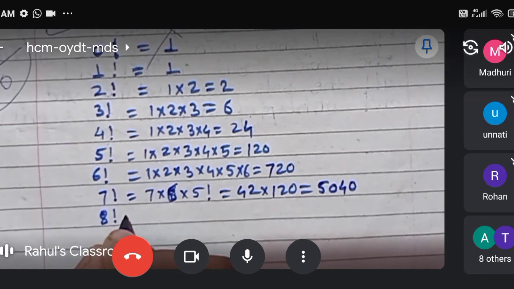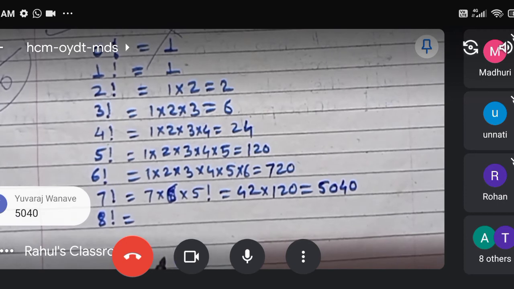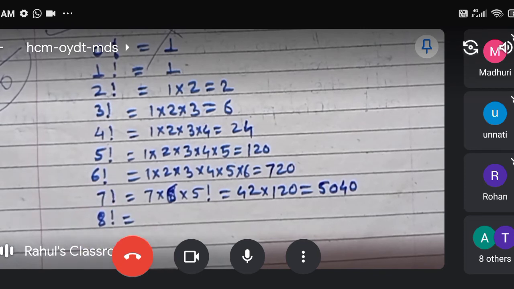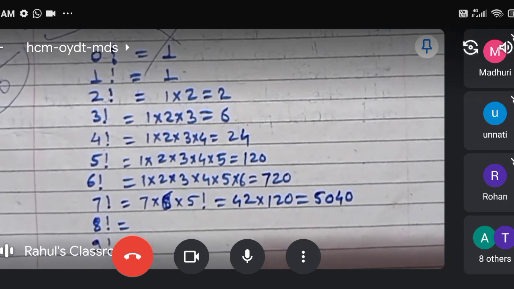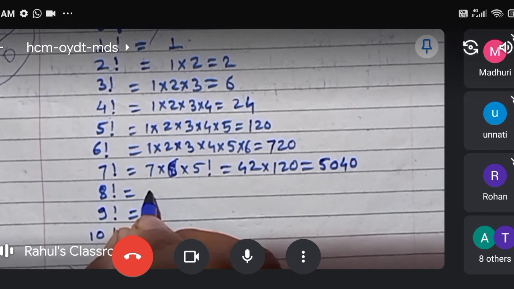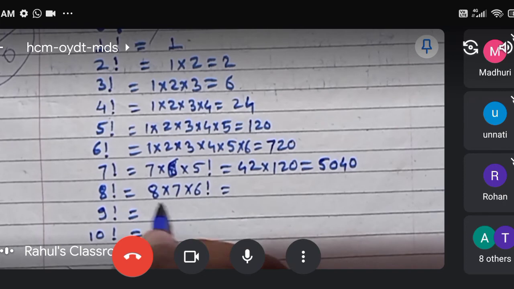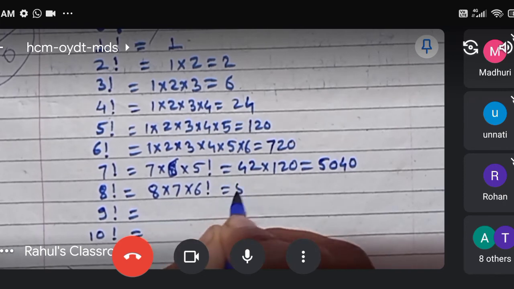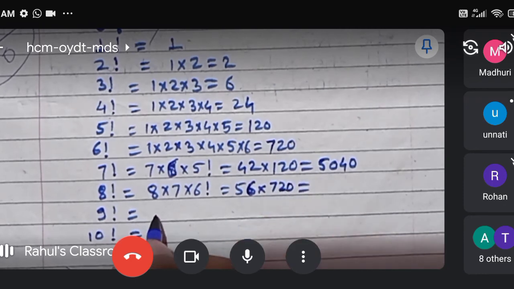Do proper calculation. Some students may use a calculator or anything, but a calculator is not allowed in an examination. So do calculation properly, and everyone should remember the values up to 10 factorial in your mind. 7 8s are 56 into 720 is equal to how much?